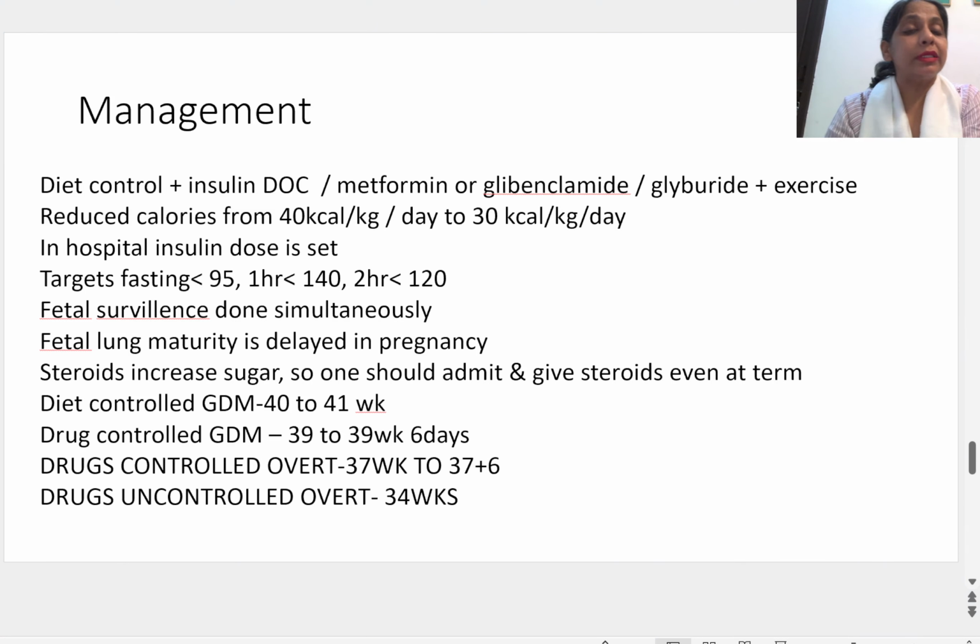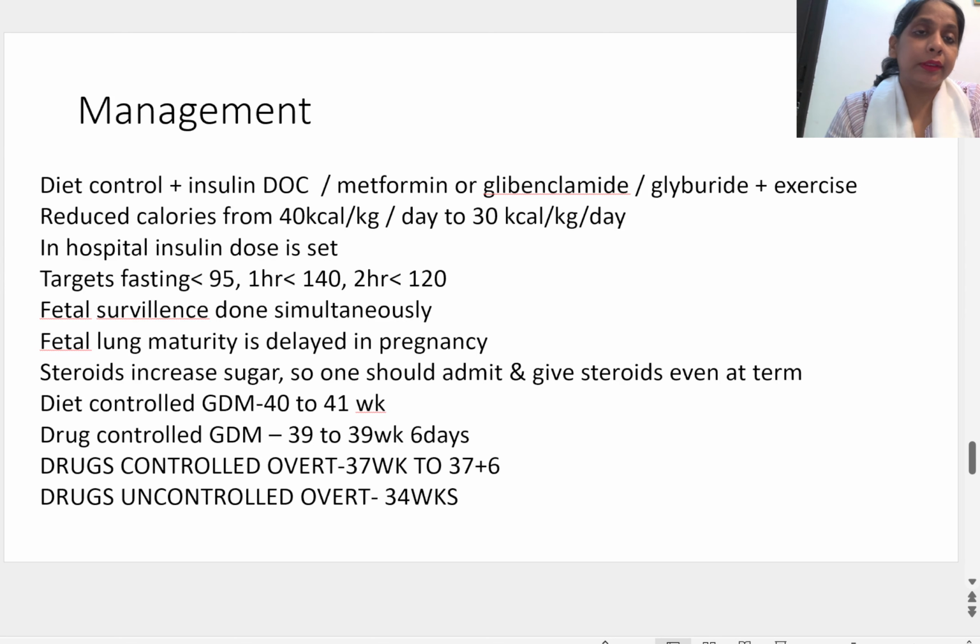Now let's see the management. Yes, of course, we will start insulin if the patient has reached the cutoff value. Insulin is the drug of choice. Besides that, we also have to ask the patient to do diet control, decrease the calories, and do exercise. Exercise is just a simple 30 minute walk. What about the calorie advice? I think it was once asked in an exam.